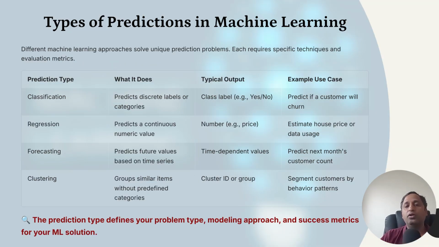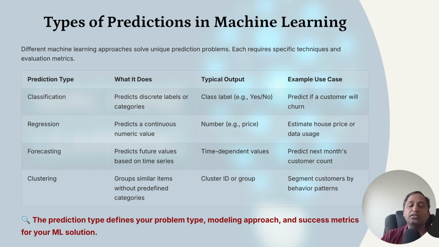So far, we have talked about how machine learning learns, right? Whether it is supervised using labeled data or unsupervised using unlabeled data. So it's time to focus on what they predict. Different ML problems require different types of predictions, and each one comes with its own modeling techniques and evaluation metrics.